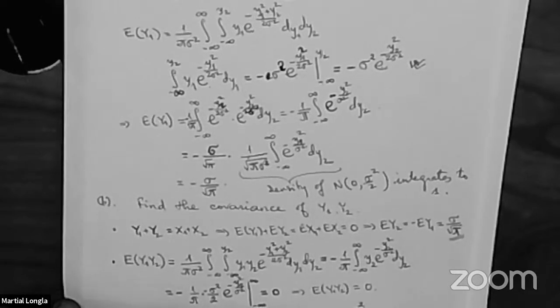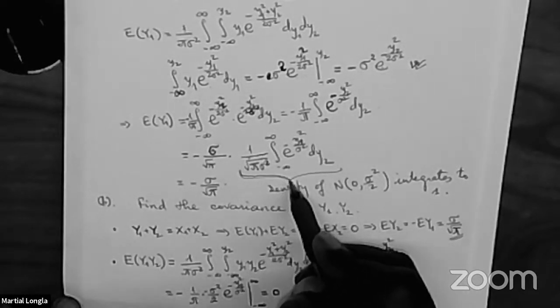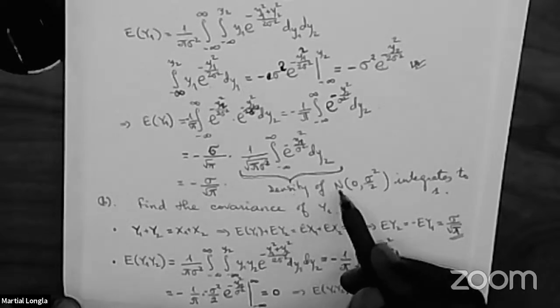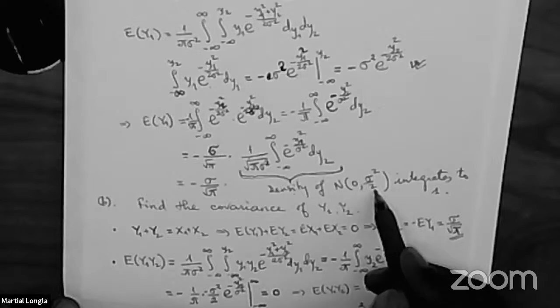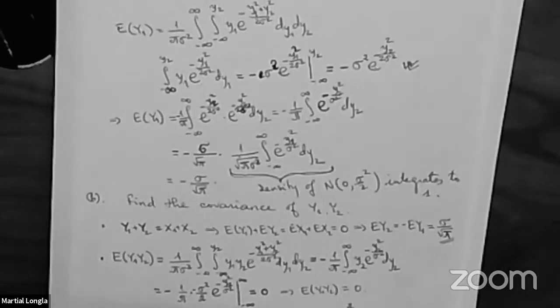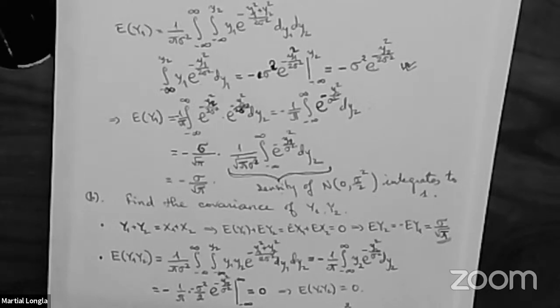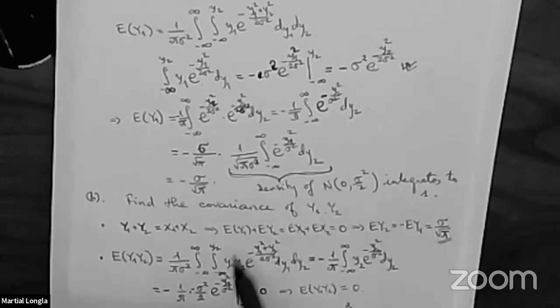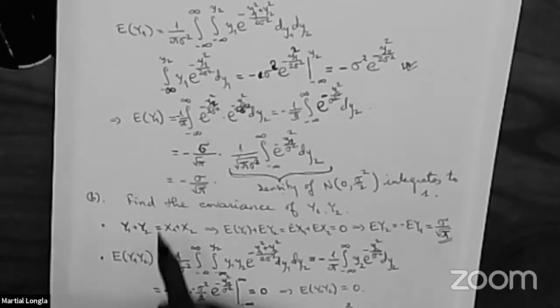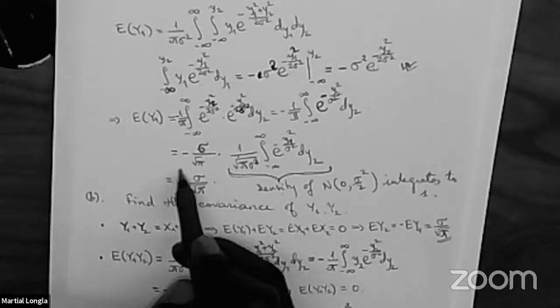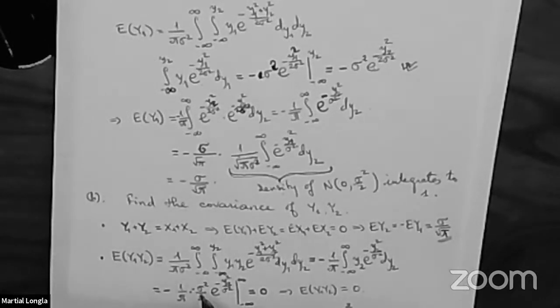But now the good news is this here is exactly the density of the normal distribution with mean 0 and variance sigma squared over 2. Ta-da! The integral is 1. I don't need to compute. So that integral is 1 because it's the density. Therefore, 1 times this, we get that the mean of the minimum is negative sigma over square root of pi, which is what the problem was asking you to show.